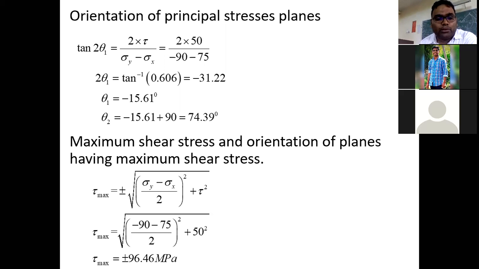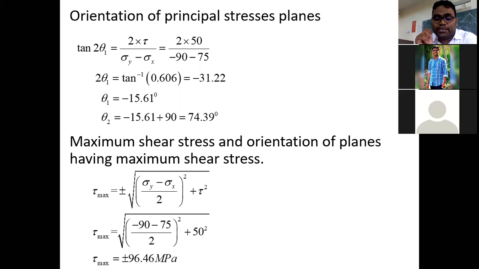Now, turn to calculate the maximum shear stress and orientation of plane. So, the formula for the maximum shear stress, you just write down plus minus under root of sigma y minus sigma x by 2 whole square plus tau square, and put all respective values, और हमको यहाँ से मिला, that is plus minus 96.46 megapascal. Plus minus, because tau always acts in two signs together, one is plus, another is minus.